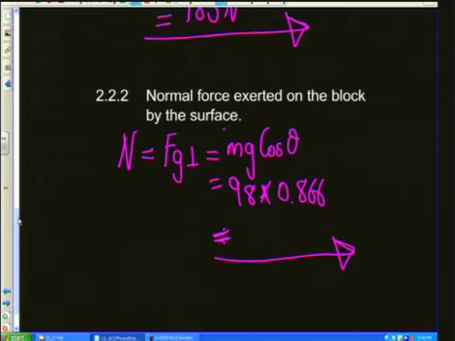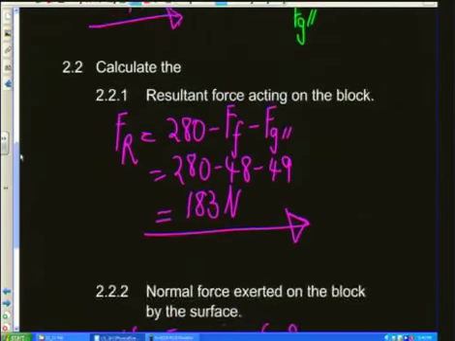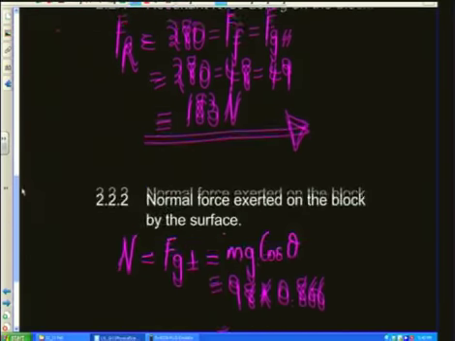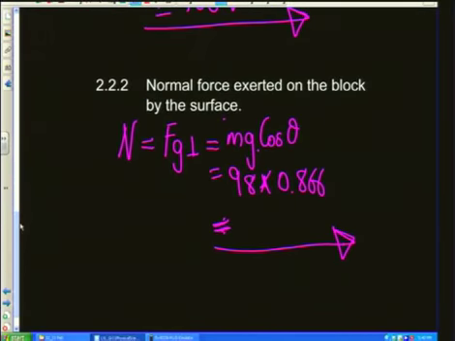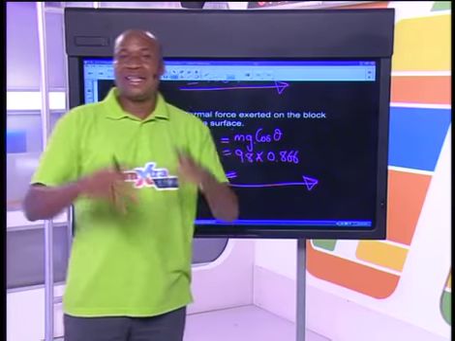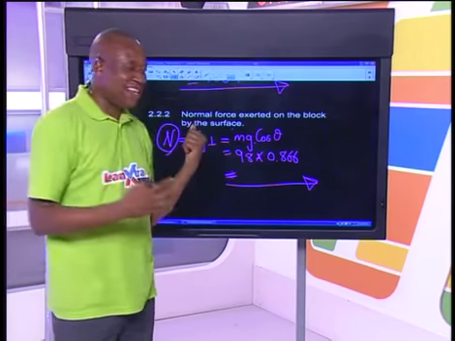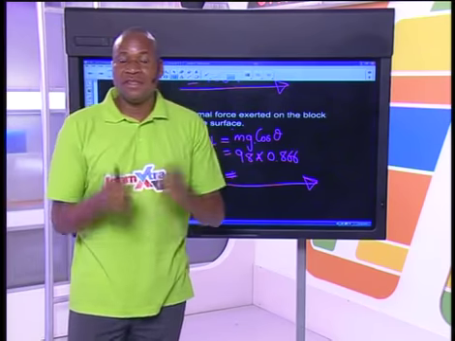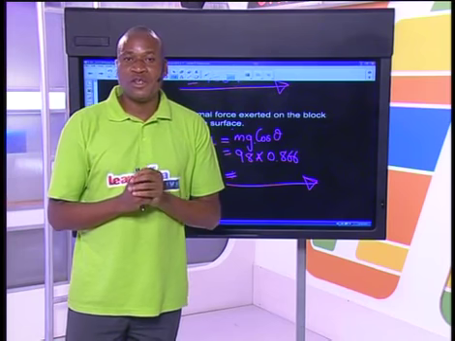Okay, so when you find the cosine of 30 degrees, you'll find it to be 0.866. Now, multiplying 98 by 0.866, you'll get the answer of the normal force here. What is more important here is just for you to understand that the gravitational component perpendicular to the surface is equal to your normal force. That's what matters there.